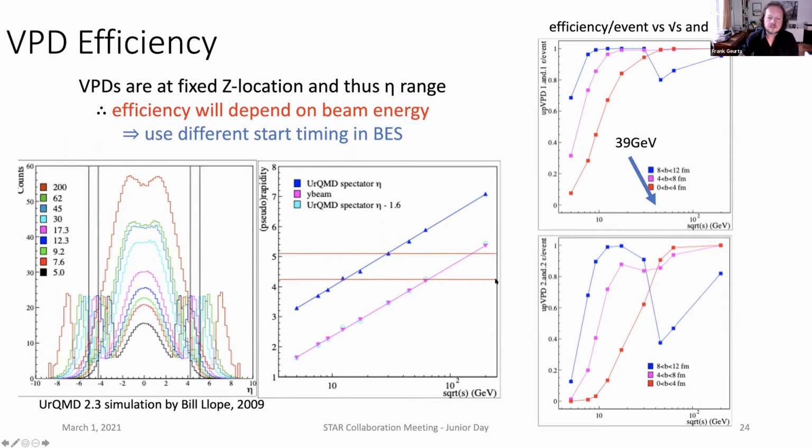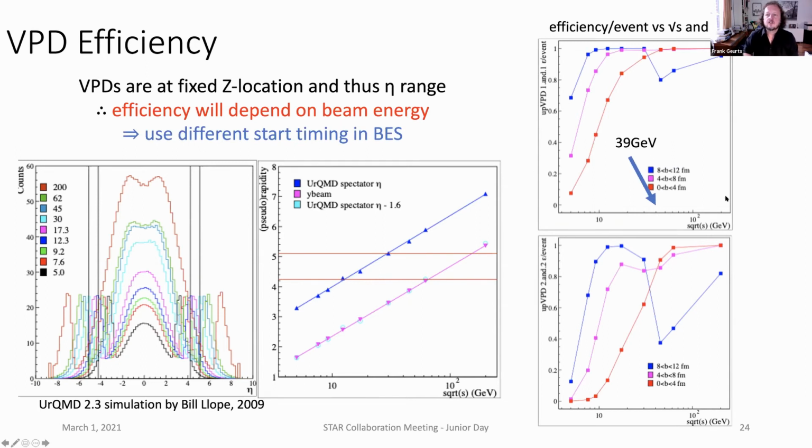But if you look at the right plot, you can see that within the range between these two red lines of the VPD coverage, as your energy starts to drop, the beam rapidity in magenta slowly but certainly starts to move out of the acceptance of your detector, as does the spectator, so the typical eta range of the spectators starts to move out. And you see that the type of physics that the VPD is responding to is changing as a function of the energy of the system.